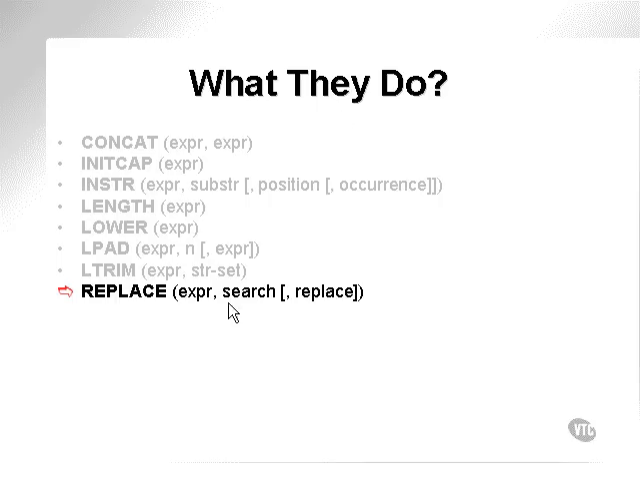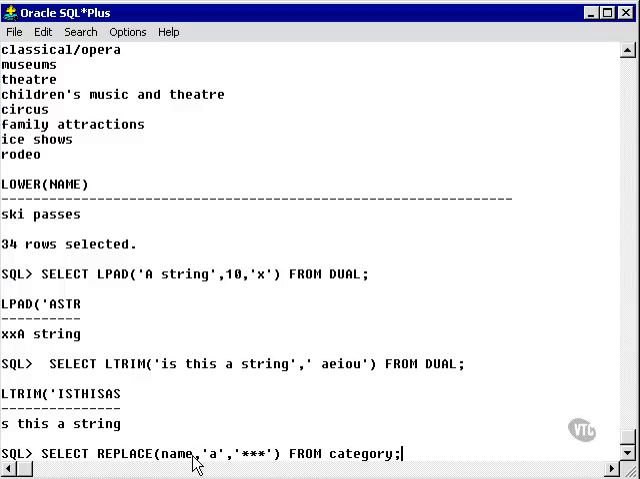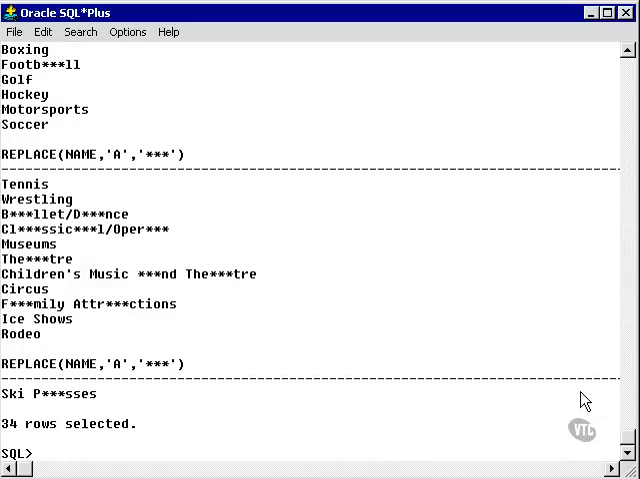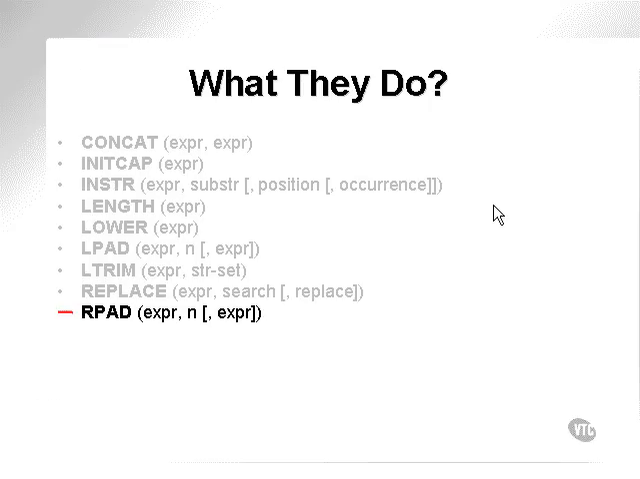Replace. Replace can be used to replace search patterns or strings within other strings. Here's a simple example of replace. All we're going to do is we're going to find the letter A in the name column from the category table and replace it with 3 asterisks. So, ballet, dance would be replaced with ballet, 3 asterisks, and 3 asterisks included within the word. Classical opera, theatre, etc.